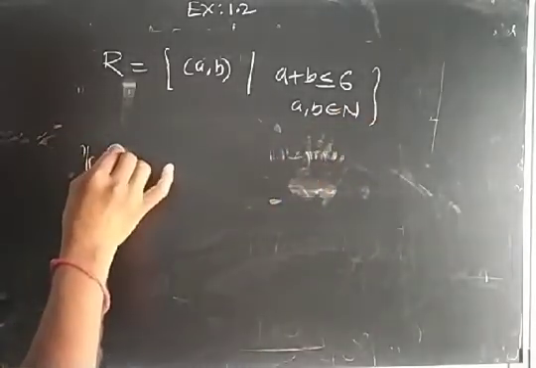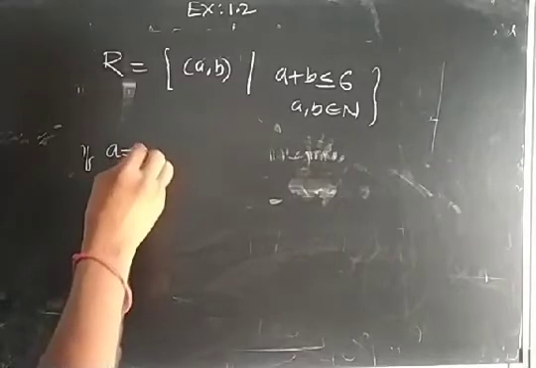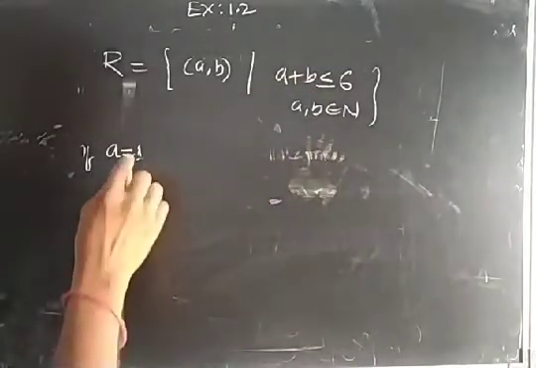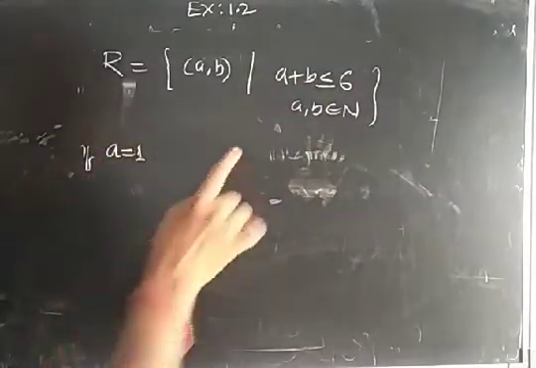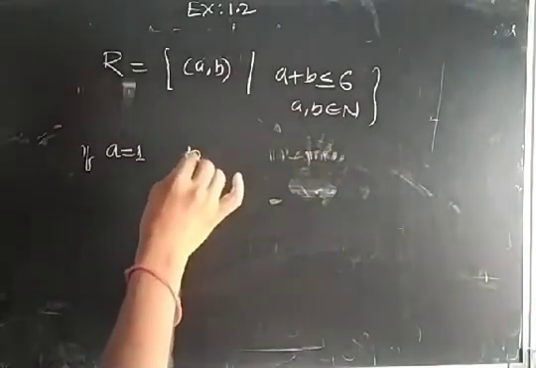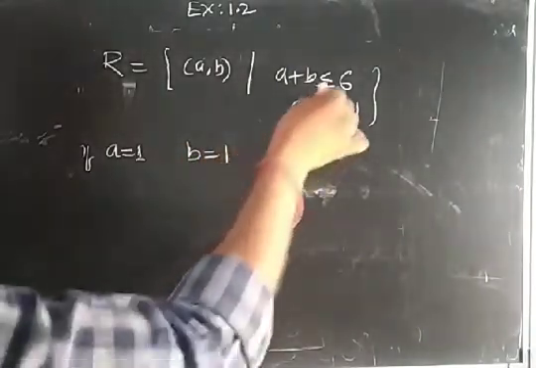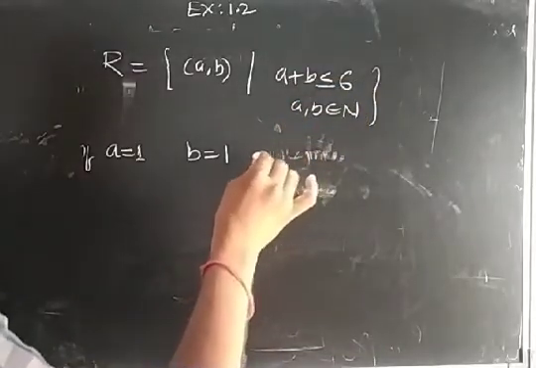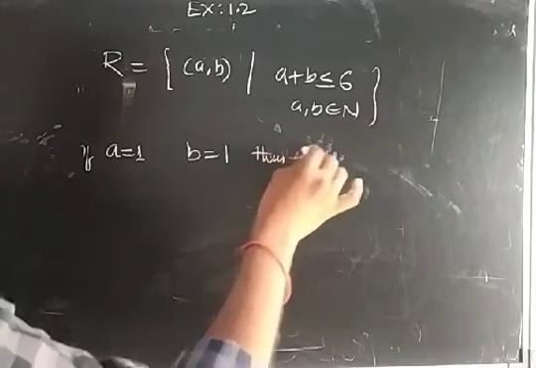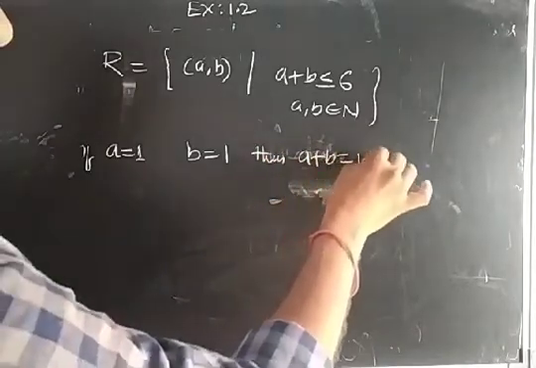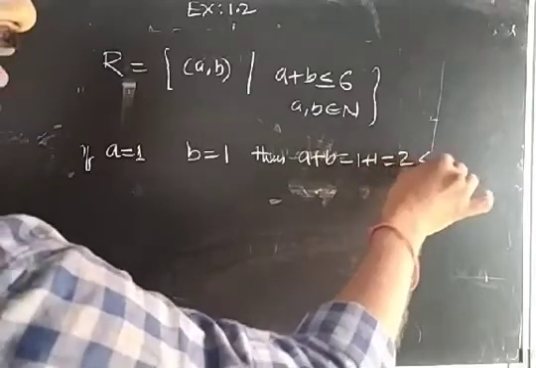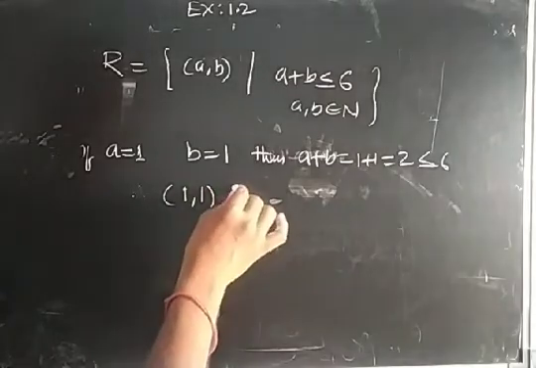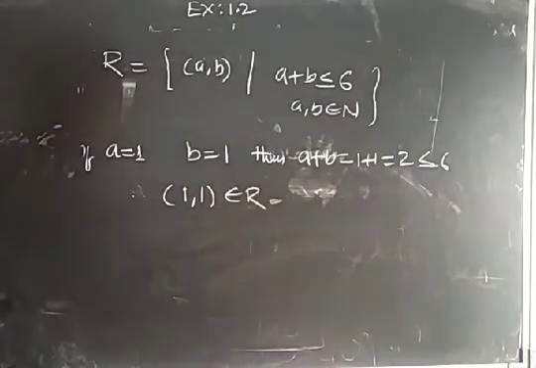If I take A as 1, then what are the possible values of B that satisfy this condition? Keeping A as a fixed value, A equal to 1, and choosing B values. A equal to 1, then B equal to 1. Then it will satisfy the 1 plus 1 less than or equal to 6 test. It is satisfying. Then A plus B, that is 1 plus 1, is 2, which is less than or equal to 6. So we can construct an ordered pair (1, 1), which belongs to R.